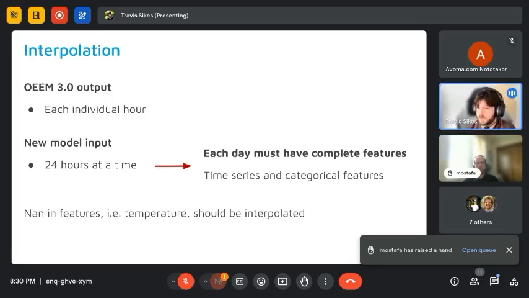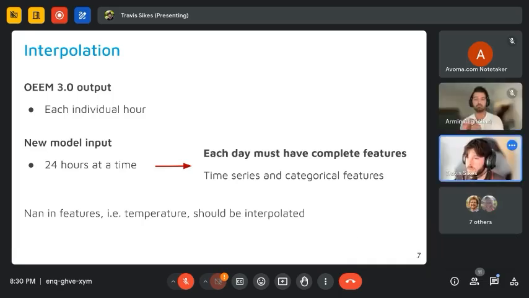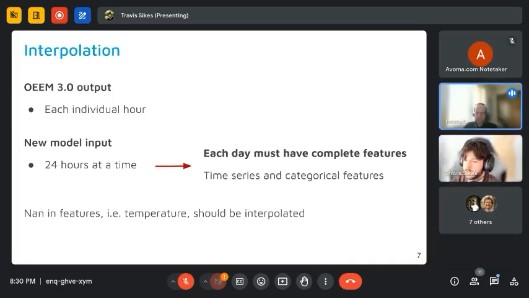Okay. Mustafa, did you have a question? Yes, thank you. I didn't understand the requirement to have all of the hours in terms of the features to be implemented. Why don't we simply remove that day if there are missing hours and go with the other days? My concern is the IPMVP requirement.